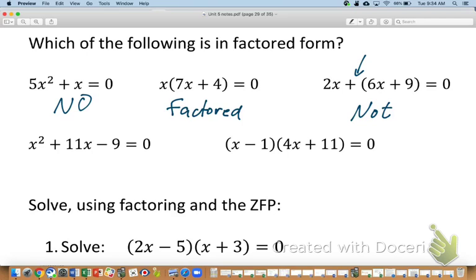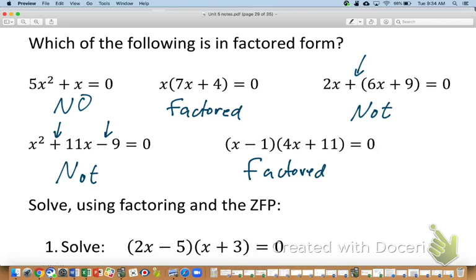Factored form or not? No. Not factored form. In fact, you can see that it's addition and subtraction because you have something plus something minus something. It's not a multiplication problem. What about the last one, lower right? Factored or not? Yes, factored. Agreed with you there. It's a binomial times a binomial. It's been factored.